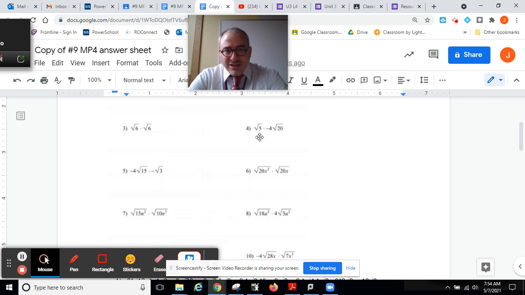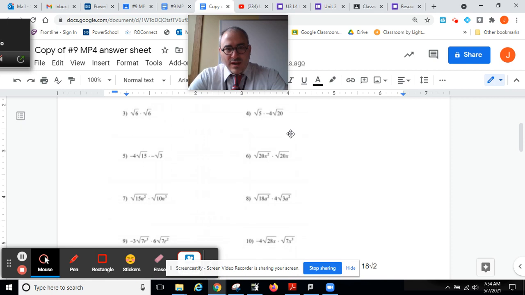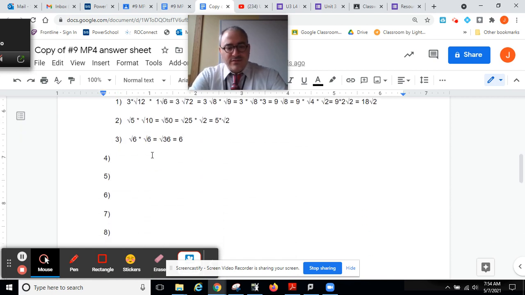All right, now it gets a little trickier. I've got radical 5 times negative 4 times radical 20. That's what I've got going on. Technically, there's an invisible 1 in front of this radical here, and I can begin to multiply the like terms. 1 and negative 4 can be multiplied together. They're like terms, so that gives me negative 4. Negative 4 just goes over the end. Now I multiply what's inside the radicals. 5 times 20 is 100.